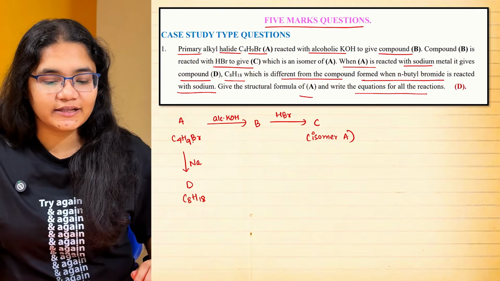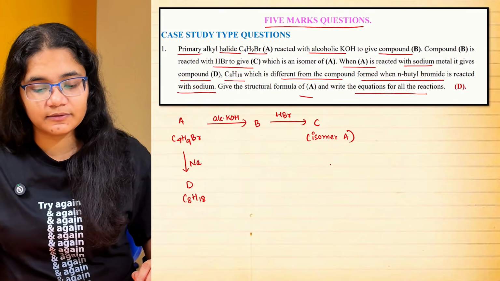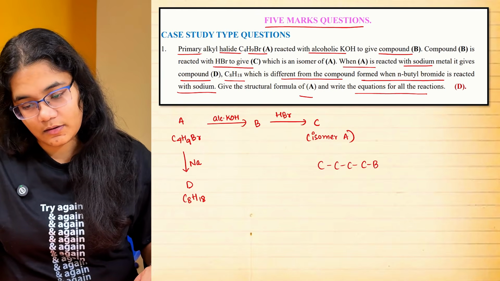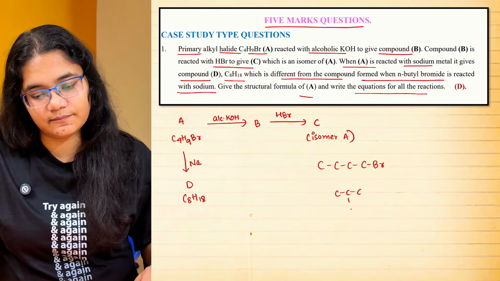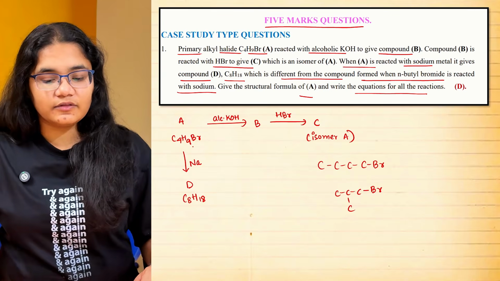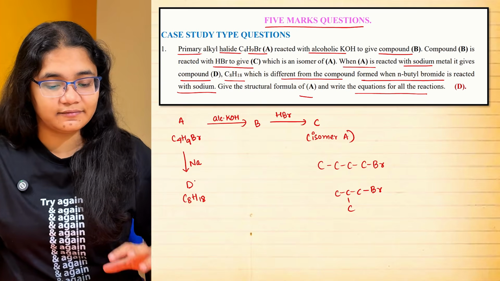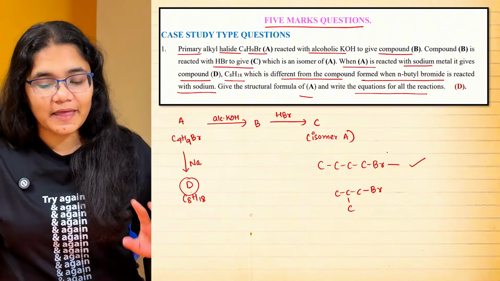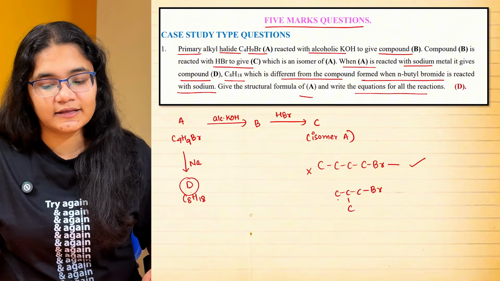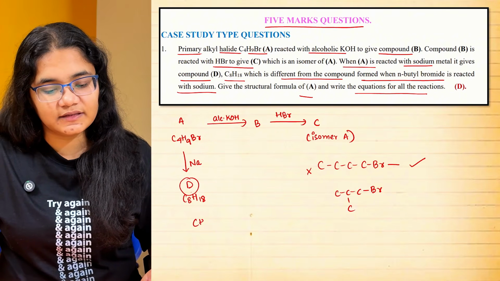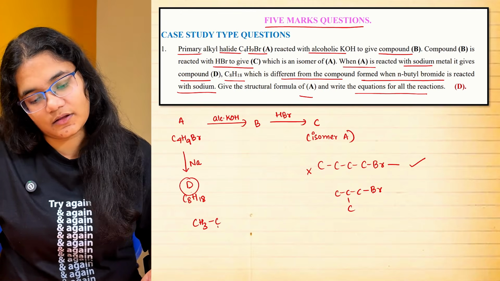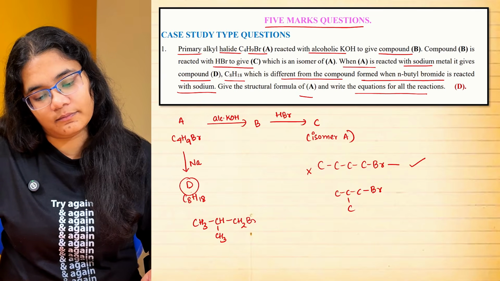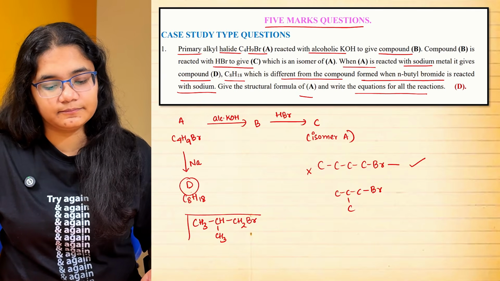Now see, C4H9Br is a primary one. So what are the possible primary haloalkanes I can form? One is this one. Another structure I can form is this one. Now the last clue that is given is that D formed here is not the one which this product will give. That means A is not this one, rather A is this one. So what is the structure of A? CH3, CH, CH3, CH2, Br. This is the structure of A.